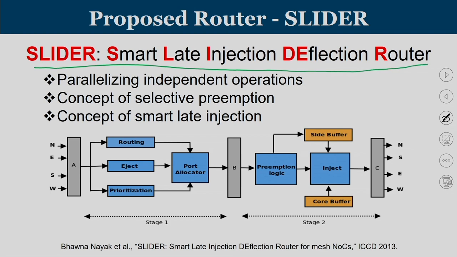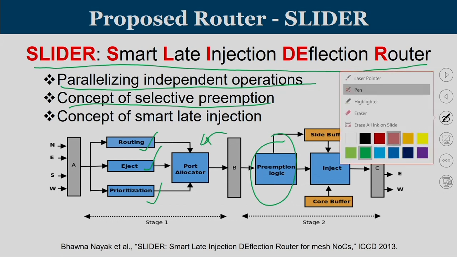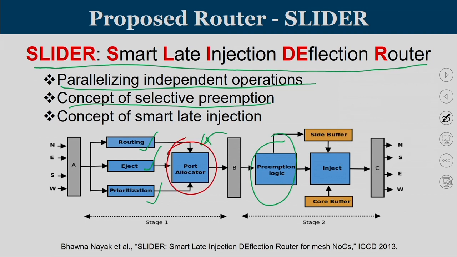It is just reorganizing the various units in D-bar itself. So, three main features: there are three units, routing unit, the eject unit and prioritization unit. So, parallelizing independent operations. Then we have a concept of selective preemption. So, you have a preemption logic that comes over here. So, the PDN will move to stage 1. This spot allocator is basically your PDN. So, PDN is moving to stage 1, and the injection happens late in the pipeline.